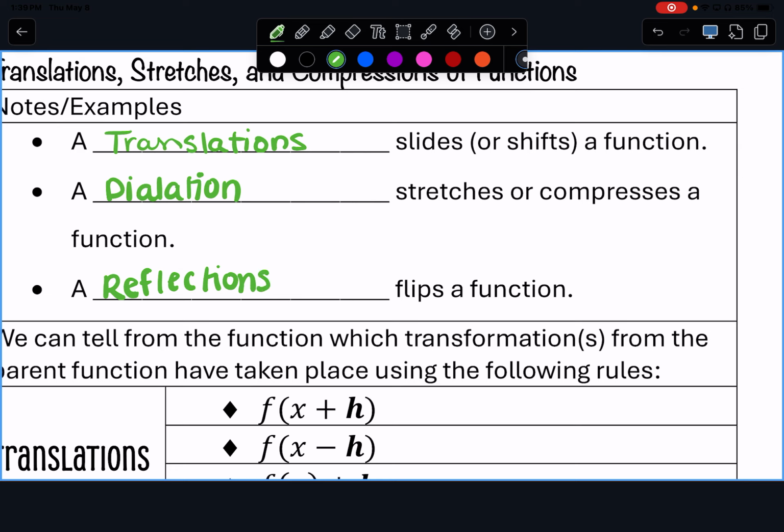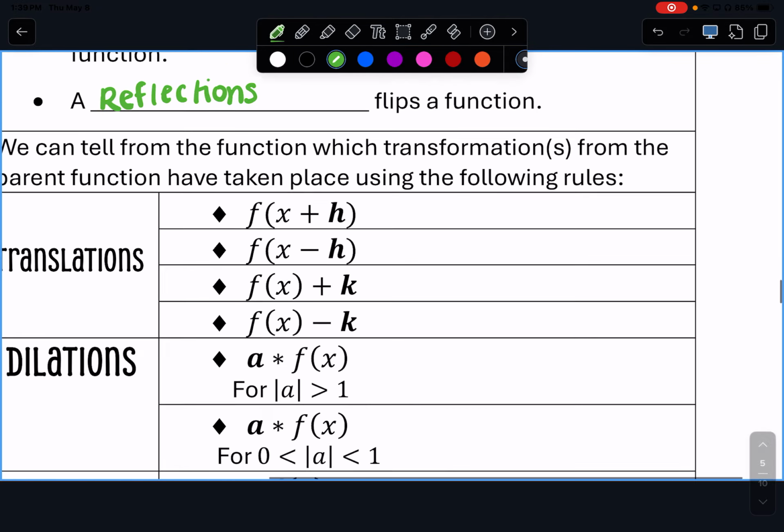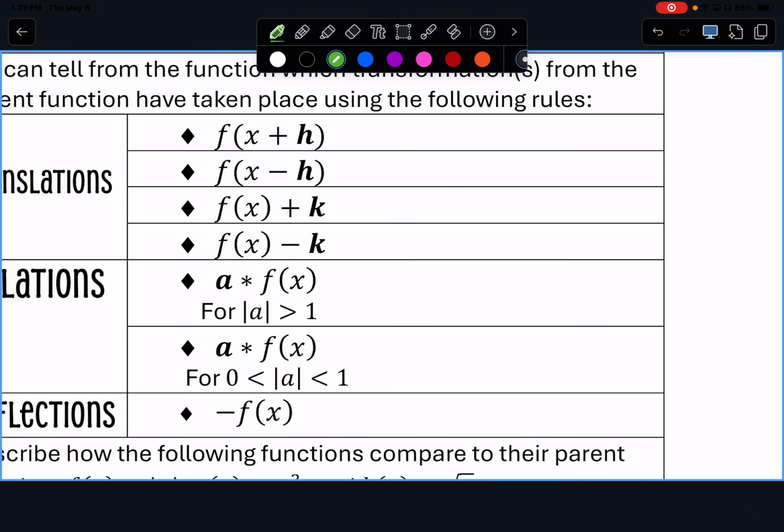Now we're going to go back through the rules that we've done 100 times. If it is inside the function, it moves it left or right. If it's positive inside the function, it moves to the left h units. If it's negative inside, what does it cause to happen? It's going to go to the right h. If it's outside, that's when it goes up or down. So if it's positive, it goes up, and if it's negative, it's going to go down.